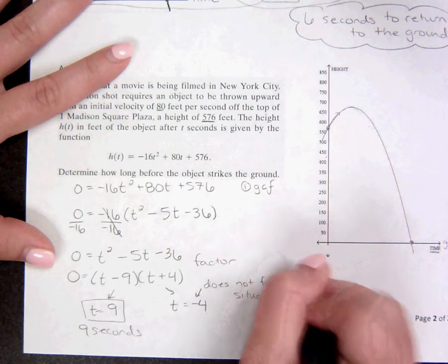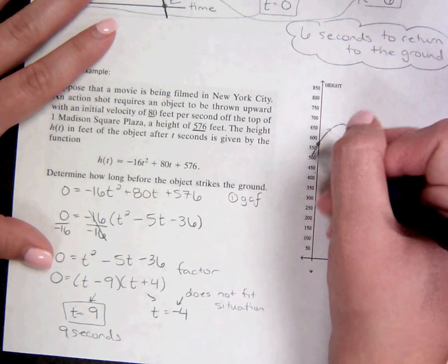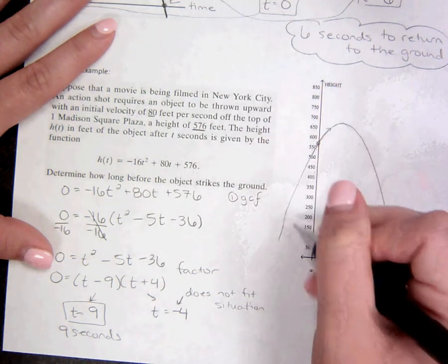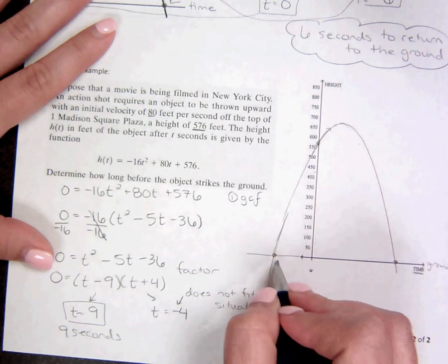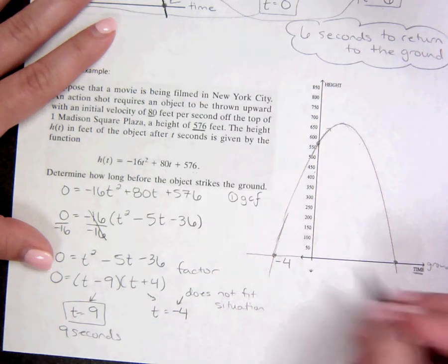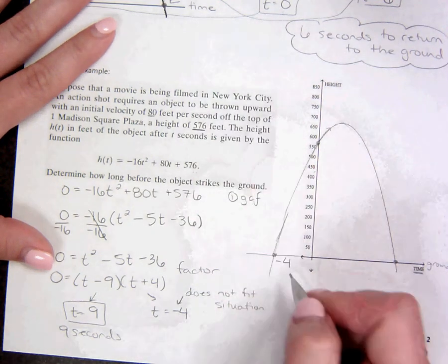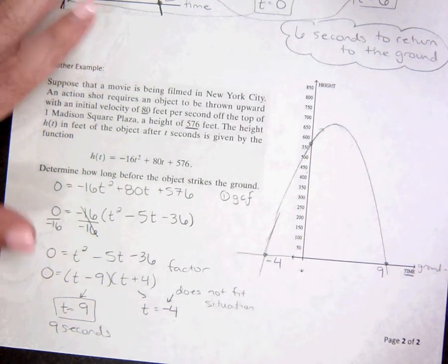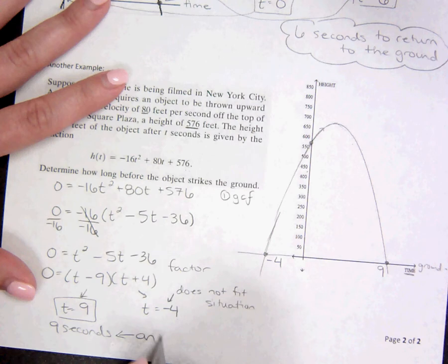And that's because it's being launched from a building. If you see, I kind of let the parabola continue. If you were to continue it backwards symmetrically, it would hit at negative 4. But since we only think of time as positive, we don't think of time as negative, that's why it doesn't make sense. The 9 is the one that makes sense. So your answer would be after 9 seconds.